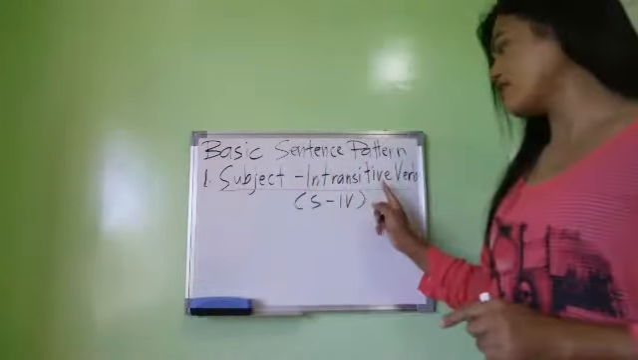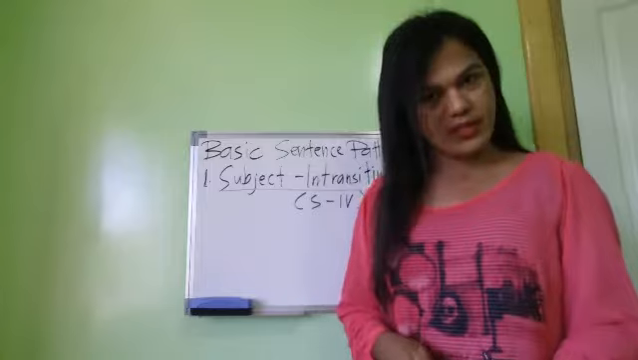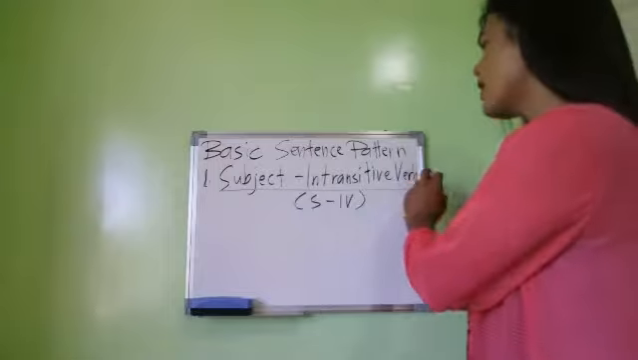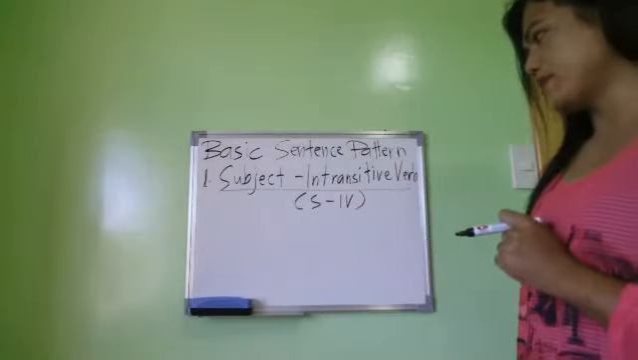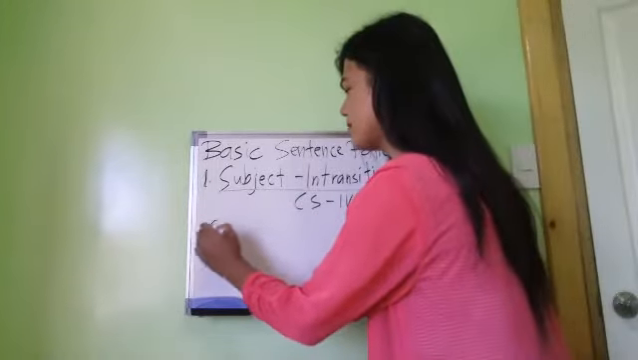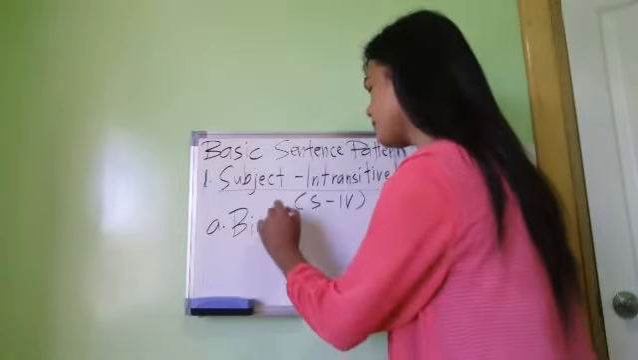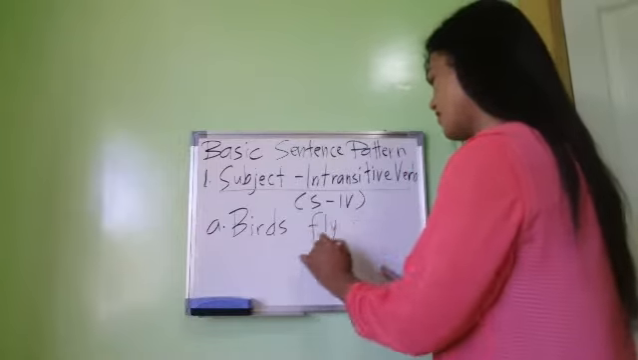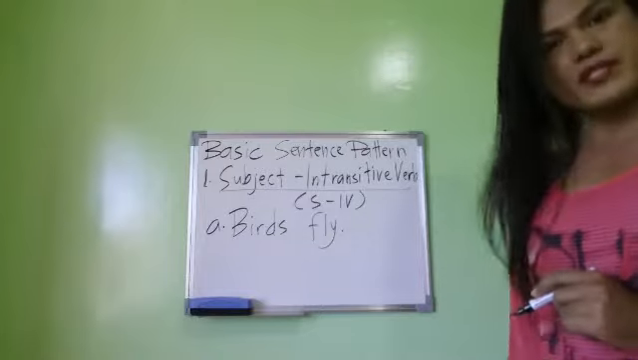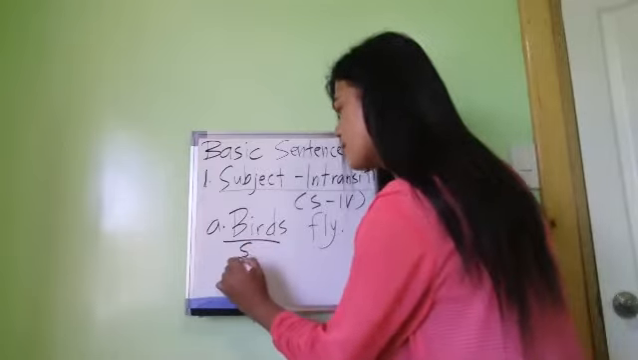And of course, intransitive verbs are action words, or sometimes they are also not action words. So this is the SIV pattern structure. Very simple. I'm going to give you an example. Birds fly. Very short. So where is your subject here? Of course, birds, this is your subject.